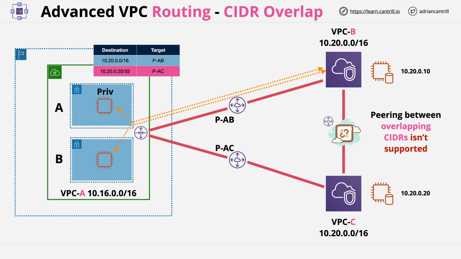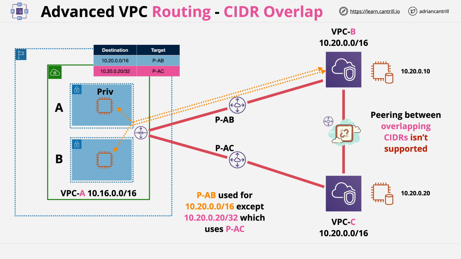But we also have another route, the bottom one in pink, and this is more specific. It has a longer prefix. It's a /32 route, which means a single IP address. So both of these routes match the database instance in VPC-C, 10.20.0.20. This IP address is contained within the network that the route in blue matches, and it's also the IP address that's directly matched by the route in pink.